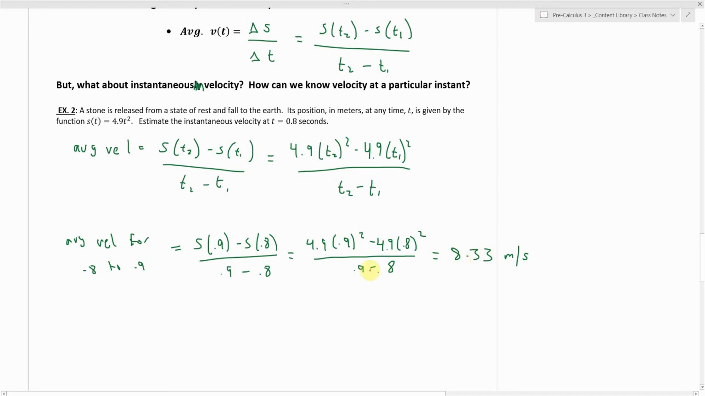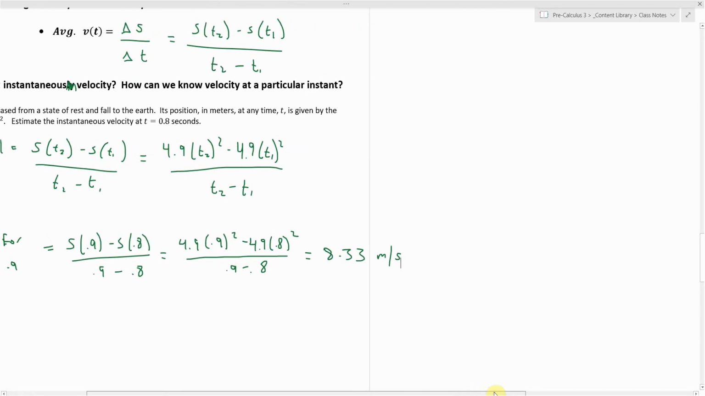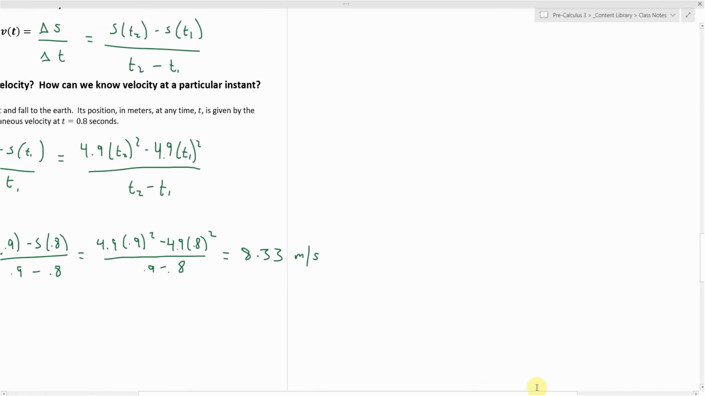So what we want to do now is take this interval from 0.8 to 0.9 and shrink it down and look at all the different intervals that have 0.8 as an endpoint. So we could say, let's take the interval from 0.8 to 0.9. We did that one, and we saw that the average velocity was 8.33. But then let's shrink it down. That was 1/10 of a second.